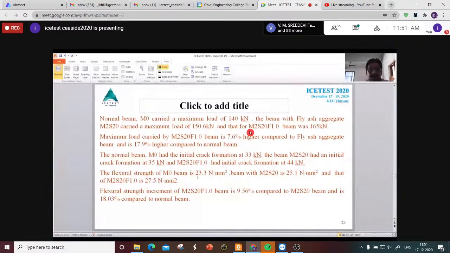Flexural strength for the M0 beam is 23.3 Newton per millimeter square. For the 20% fly ash aggregate beam it is 25.1, and for the fiber reinforced beam the flexural strength is 27.5 Newton per millimeter square.